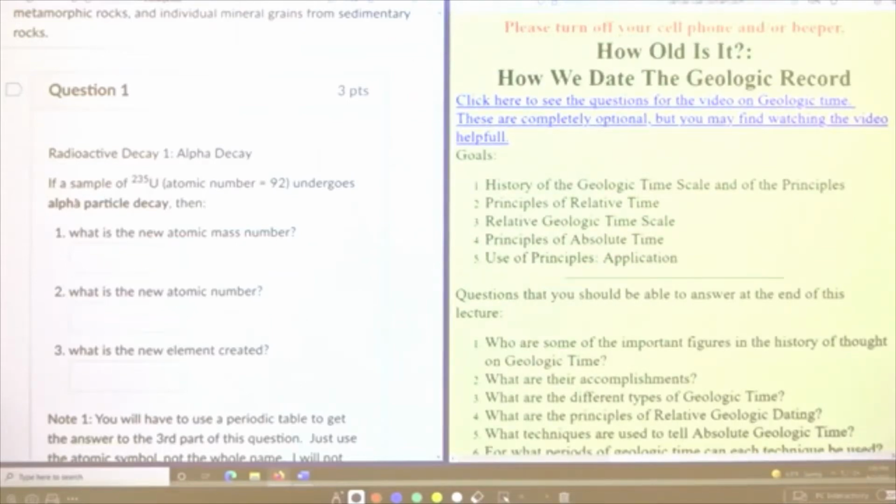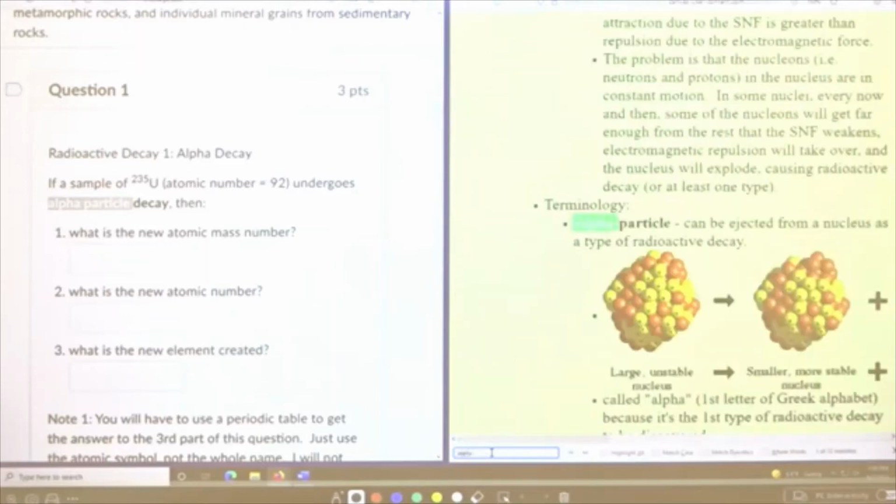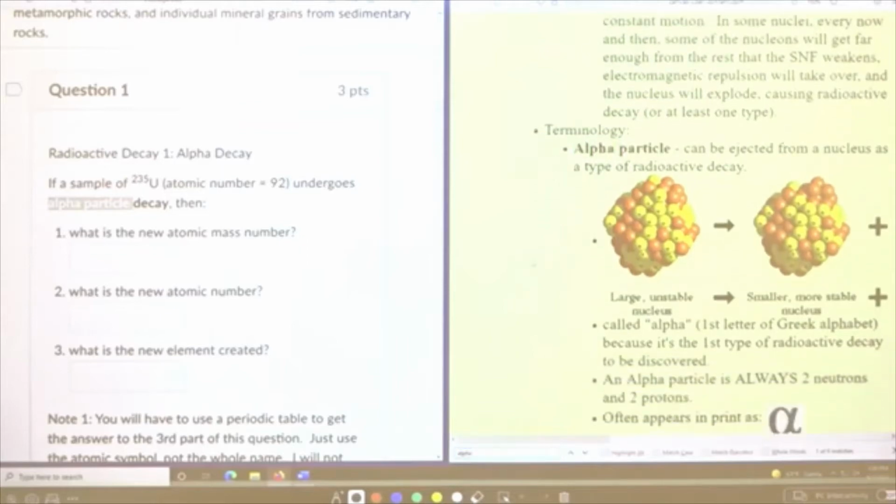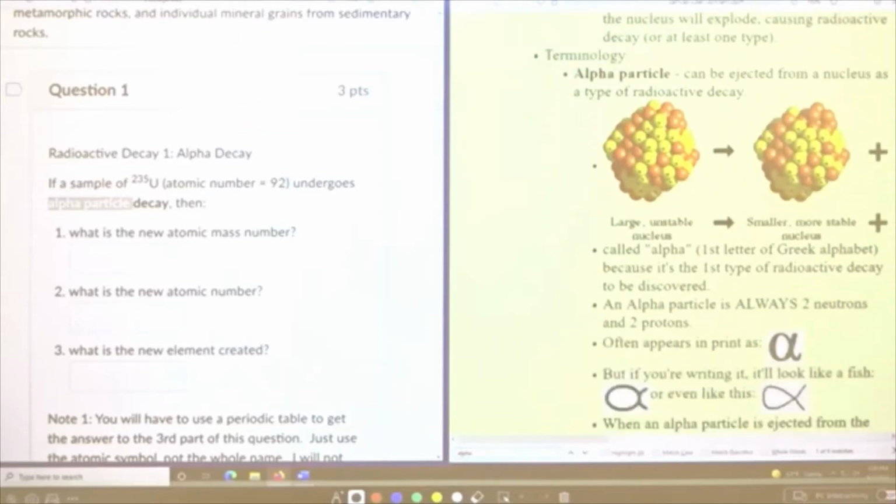So the first thing we're going to do is alpha particle decay. The easiest way to find that is to search for it in the Geologic Time webpage. You'll just hit Control F, you probably know that already, and then type alpha decay, or just alpha. And you come up right here, and the first thing you see is what an alpha particle is. An alpha particle is 2 protons and 2 neutrons, or it says 2 neutrons and 2 protons.